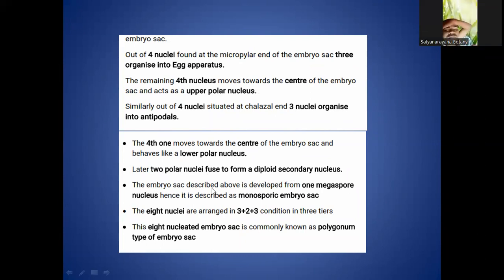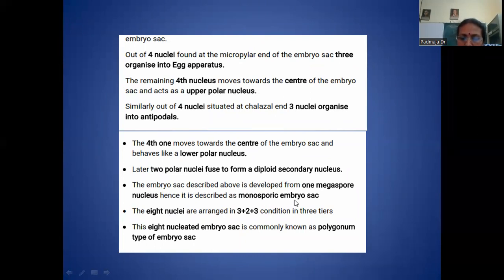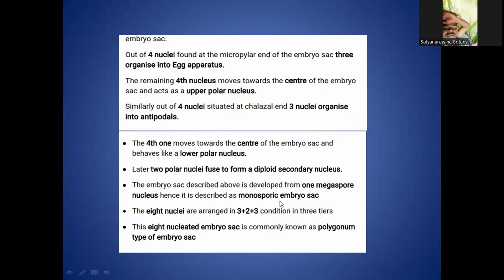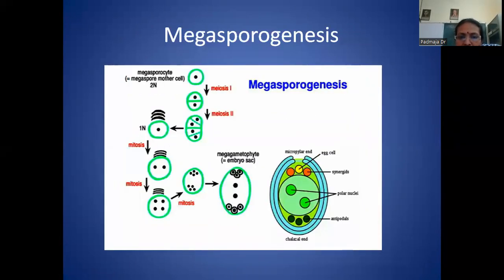So the embryo sac described here is developed from 1 megaspore. Hence, it is described as a monosporic embryo sac. In the polygonum type of embryo sac, there are the egg apparatus, the nuclei, and the antipodals. The 8-nucleated embryo sac is commonly known as the polygonum type. It is the primitive type of embryo sac, the first discovered embryo sac. Whatever we discussed just now is given in the form of a diagrammatic representation.